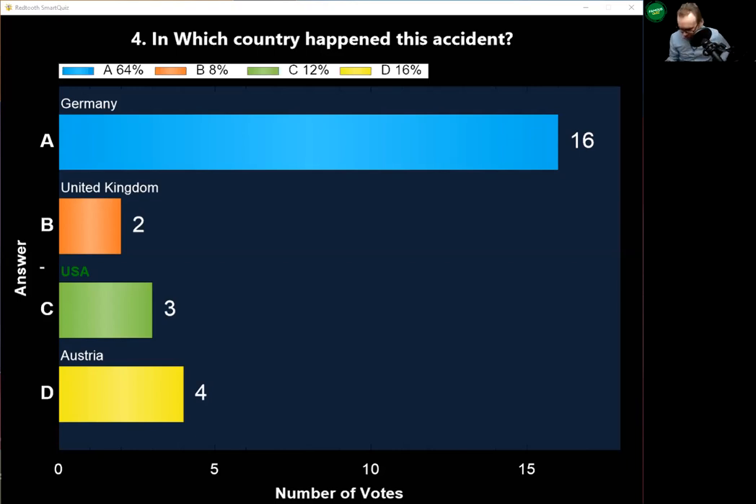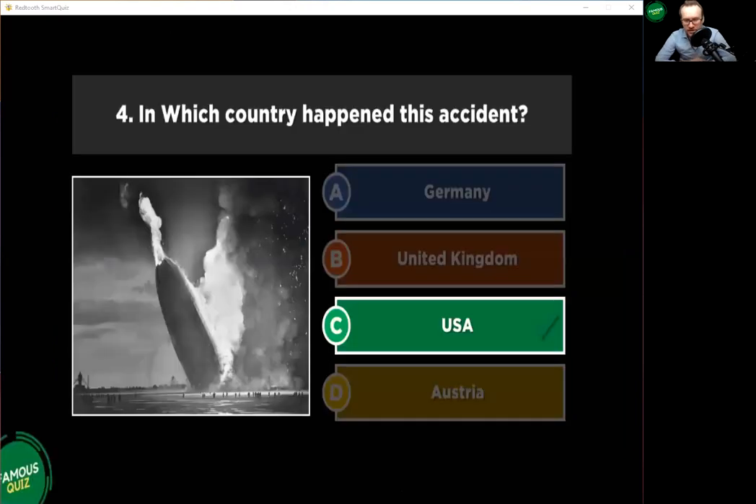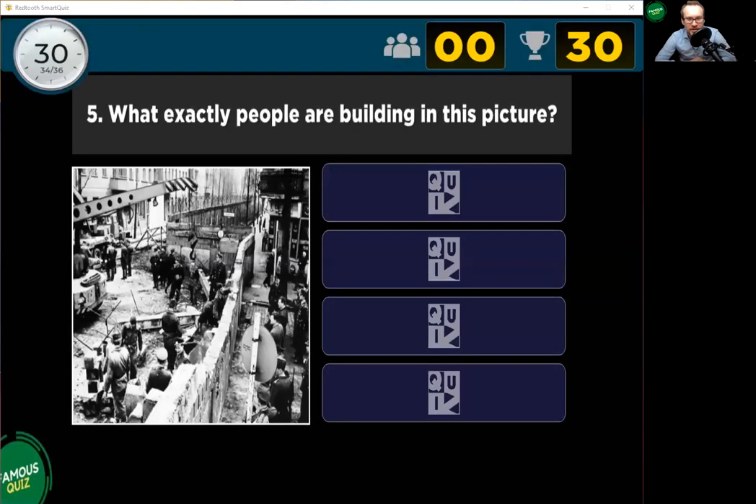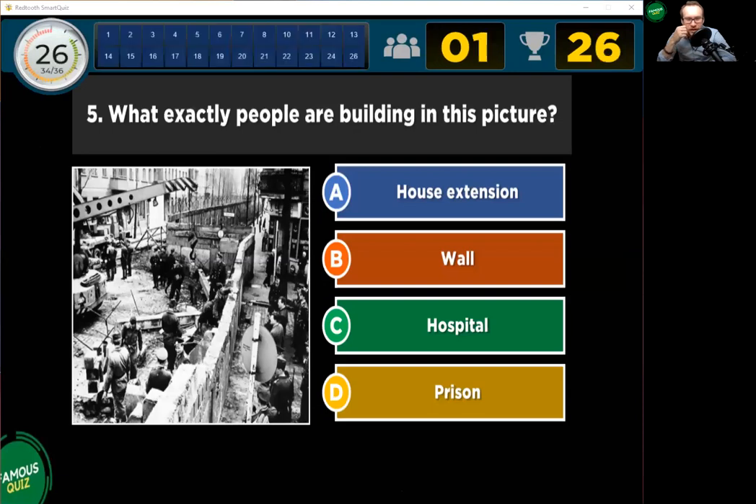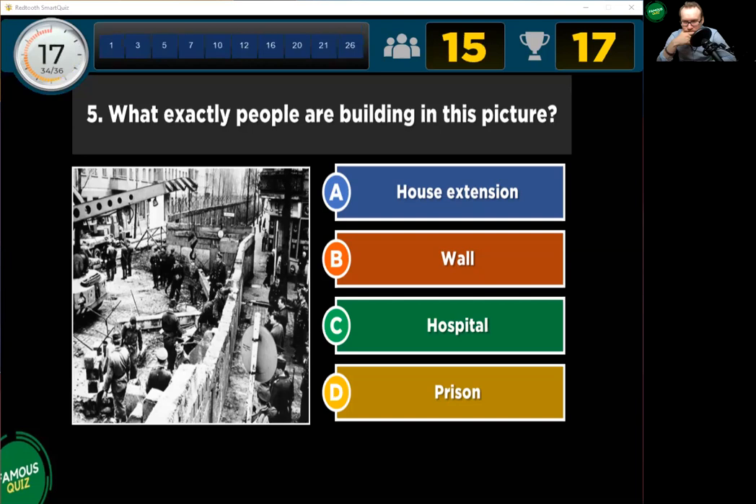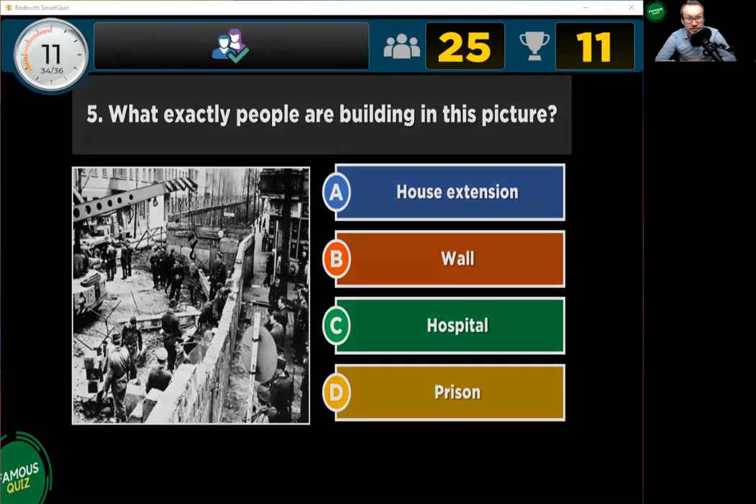Okay, all right. Question number 5 in the last round. What exactly are people building in this picture? Just check the picture and try to think what they are building there. House, extension wall, hospital, or prison? Okay, everyone answered. The correct answer is wall.